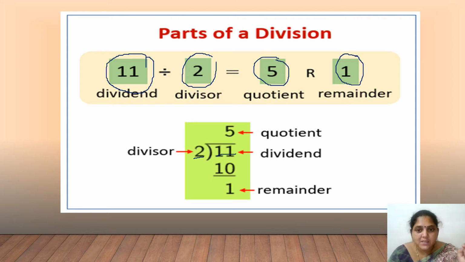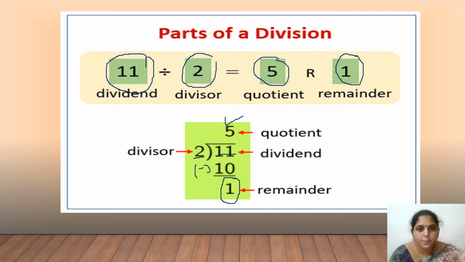How many times? 5 times. 2 5s are 10. So when you are subtracting this 10 from 11, you will be getting 1 as your remainder. So 1 you will be writing on the bottom side, and 5, that is your quotient, you will be writing on the top. We will be having 4 parts in the division.